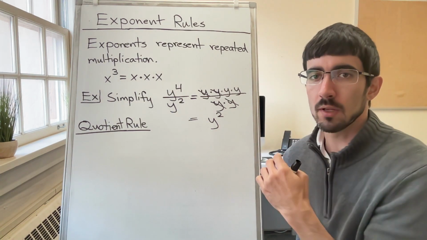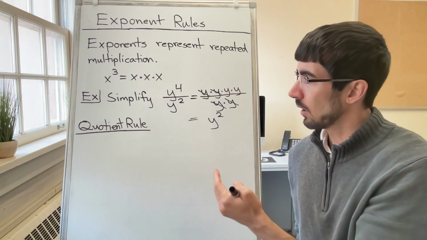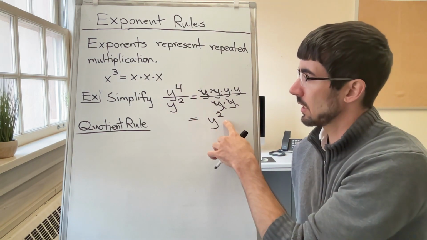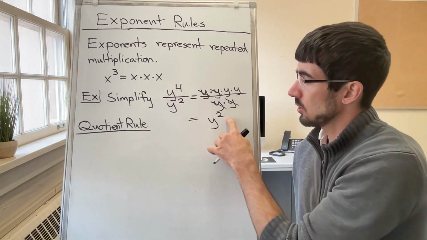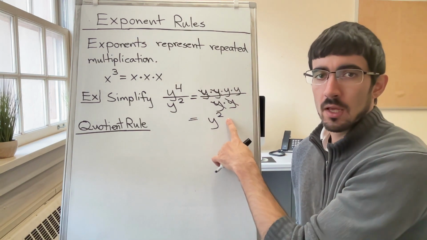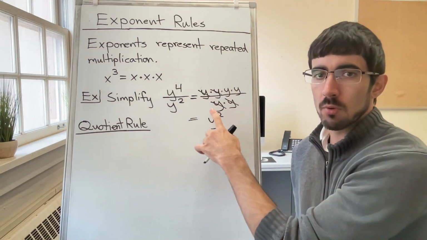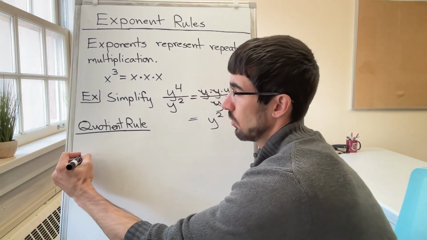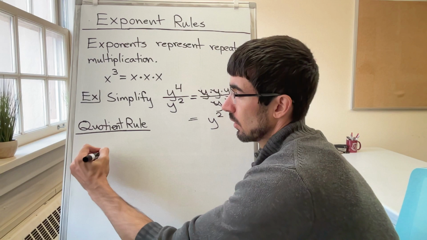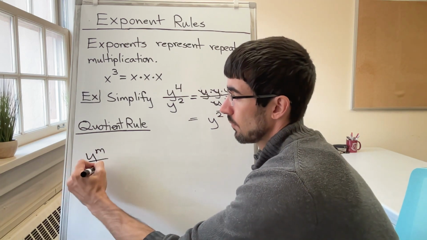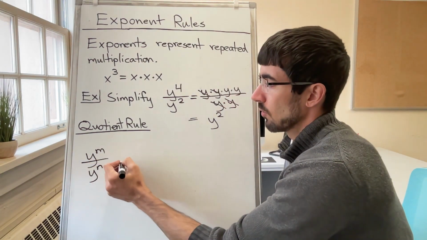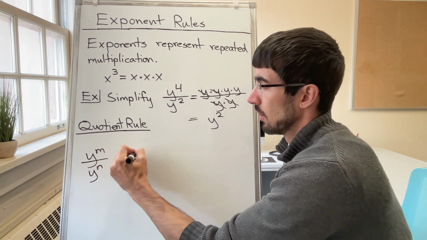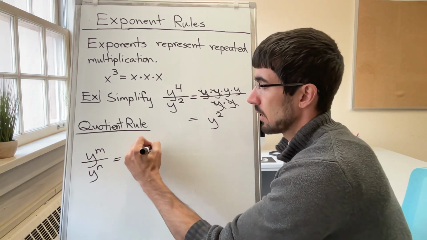What happened with the exponents here? Well, in short, we subtract the exponents. 4 minus 2 gives us 2. And that's all because of the repeated multiplication that we see played out in every example. So here's the quotient rule for exponents in general. Y to the m over y to the n equals y to the m minus n.